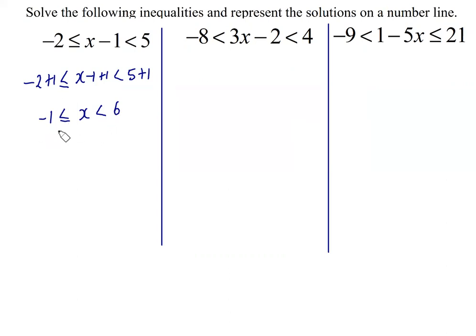Okay, so you can see what we are now having. We are having from -1 to 6. That's what we have, but we are including the -1. We are not including the 6. So how do we represent it on the number line?